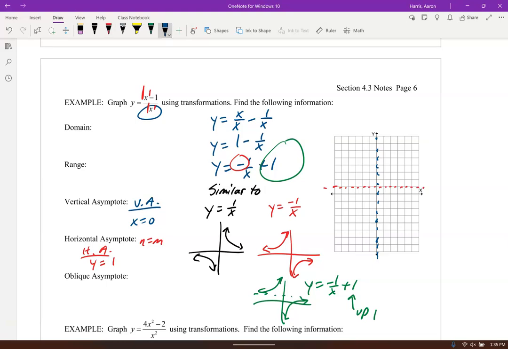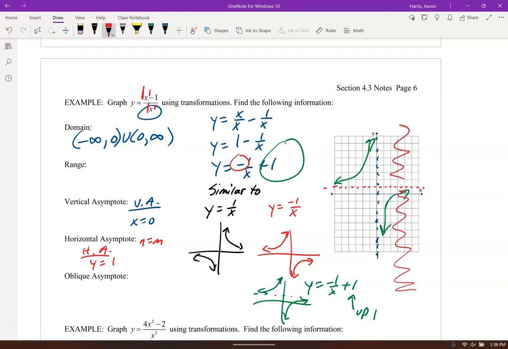The domain comes from our vertical asymptote. It'll be everything except 0. So we'll go from negative infinity up to 0. Then there'll be a break, and then it'll take off again after 0. And again, ideally you're plotting a few points, but you're going to see this behave as we mentioned with the transformations. In this case, you're not going to touch that red horizontal asymptote at y equals 1. So the range is defined from negative infinity up to the horizontal asymptote, and then there's a break, and then it keeps going after that.